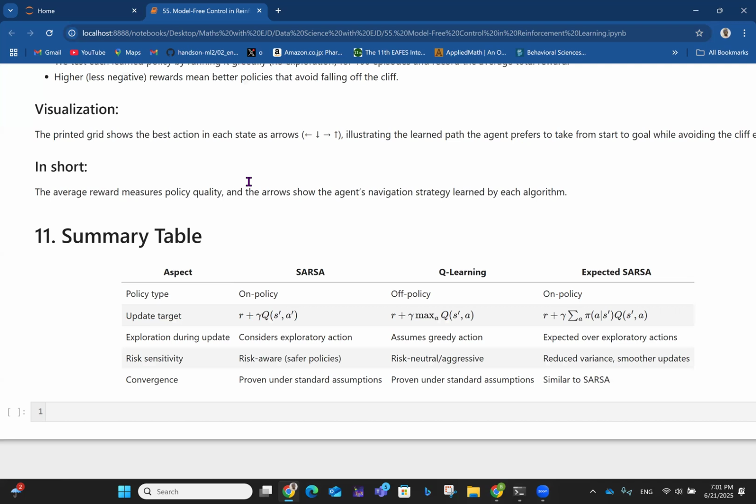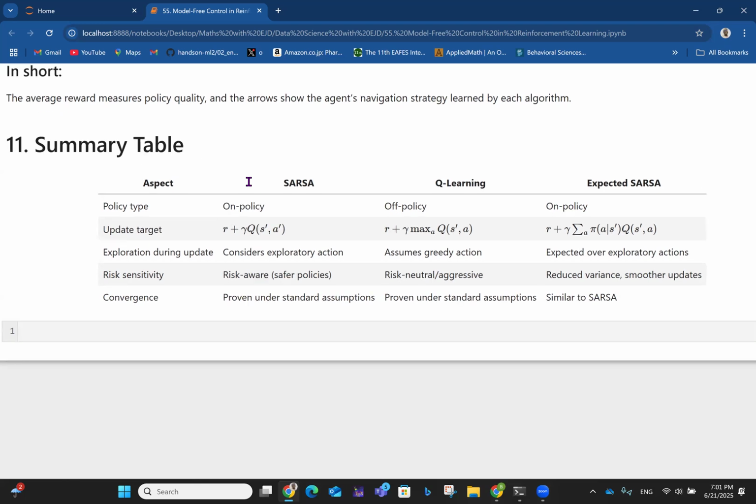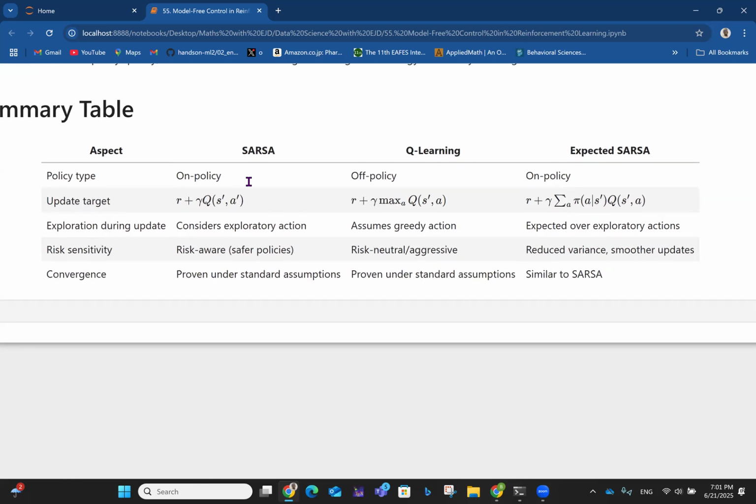Okay, summary table. The aspect we have is the policy type. SARSA is on-policy, Q learning is off-policy, while expected SARSA is on-policy. Then update targets. For SARSA, we have that formula there. For Q learning, we have max. I think max is what distinguishes the two: for Q learning, you're using the maximum action. That's why the result is expected to be better than that of SARSA. But for expected SARSA, we have some summation thrown into the mix.